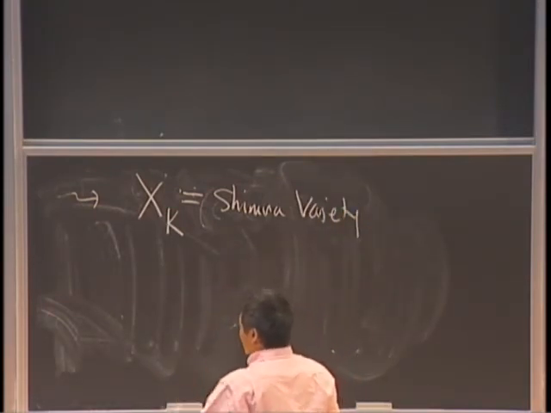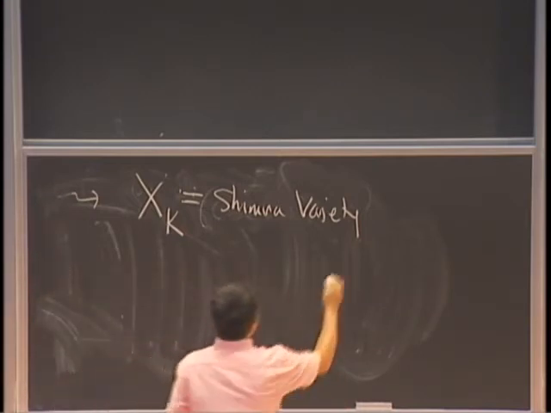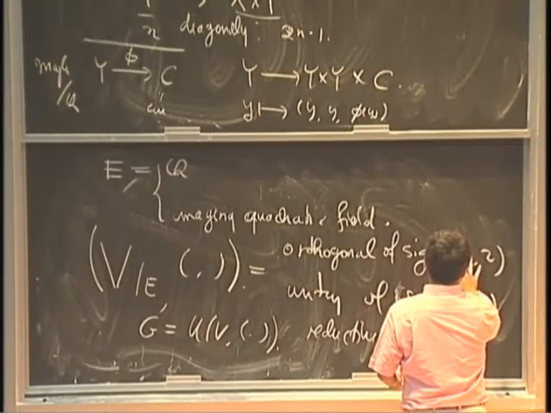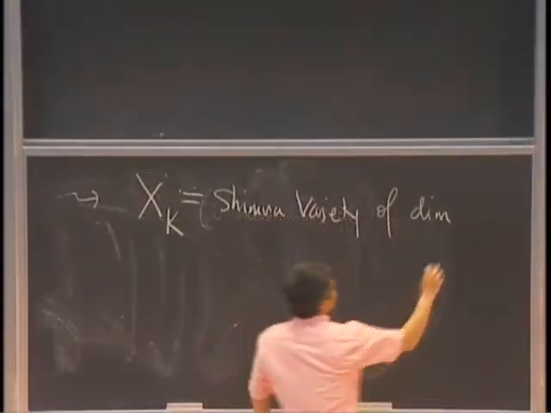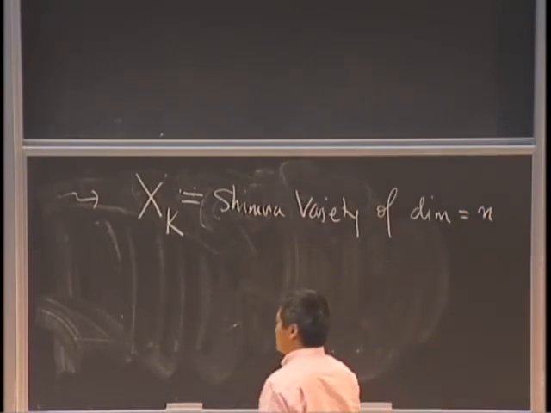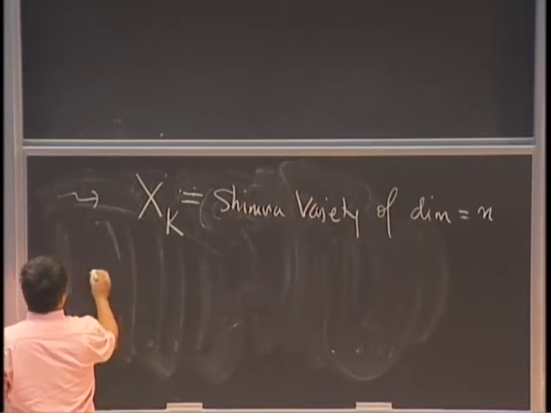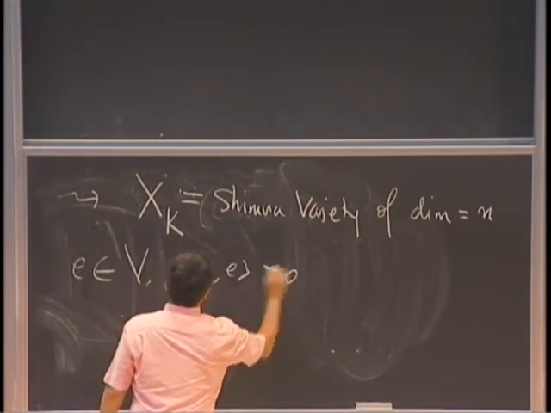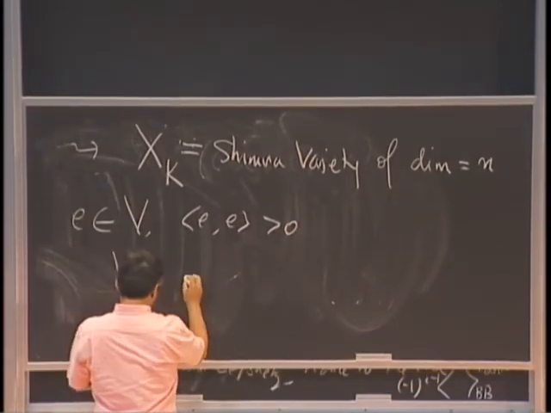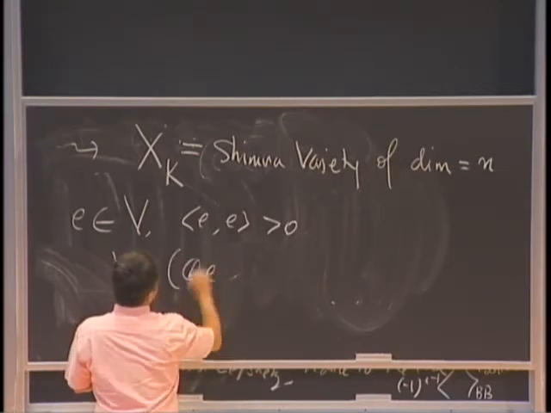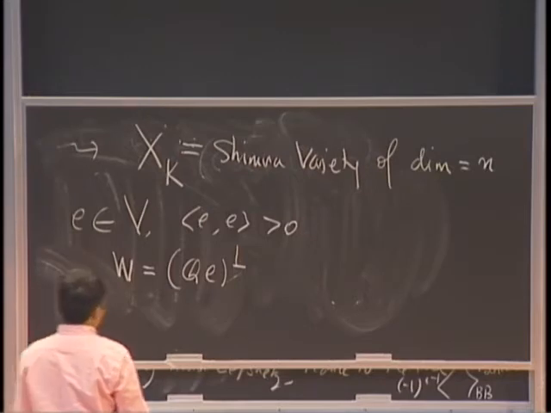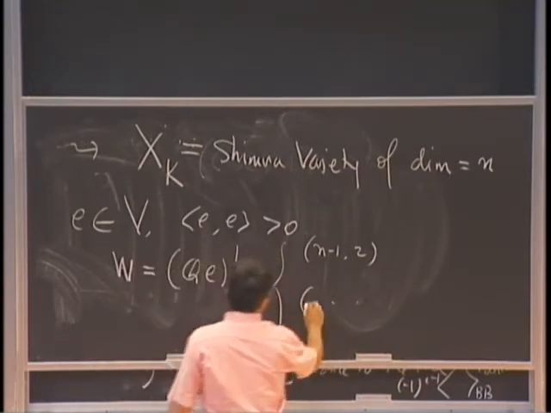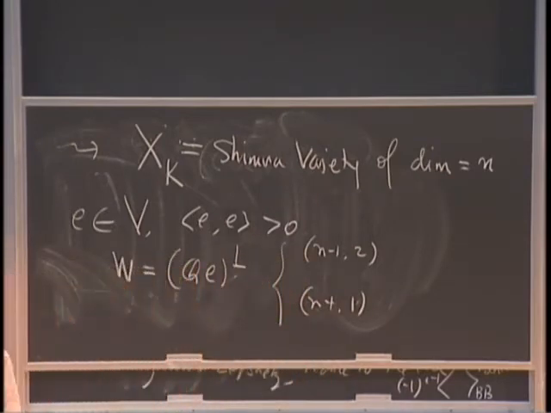Let me try to make this better. Of dimension equal to n. Okay, so now I take a vector e inside V with positive norm. Take W to be the orthogonal complement. Right, so this will have the same kind of signature, either (n minus 1, 2) or (n minus 1, 1), right?